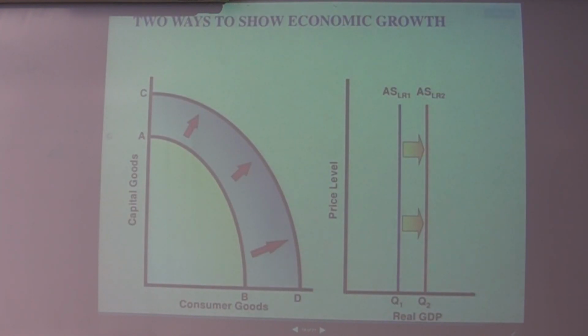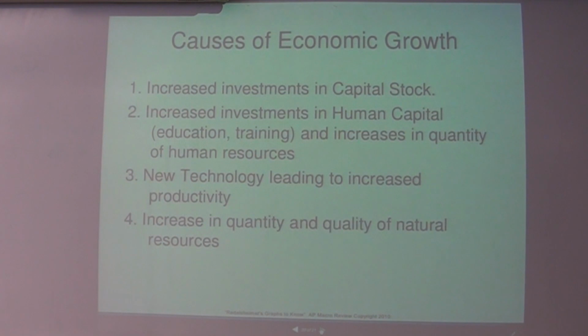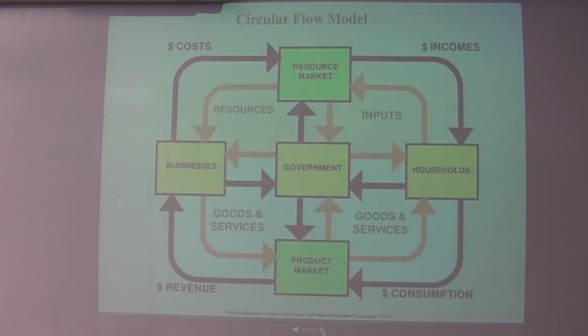Two ways to show economic growth: the production possibility frontier shifts to the right, or the long run aggregate supply curve shifts to the right. What could do that? More capital stock investment, more human capital investment, more technology, more quality of things, an improvement in land, labor, capital, or enterprise.